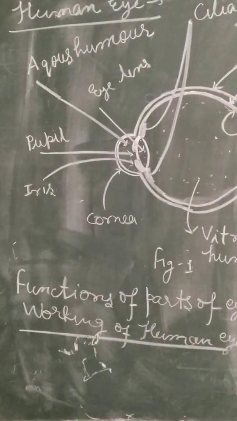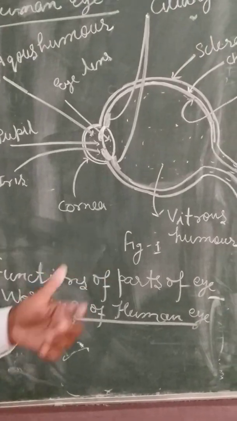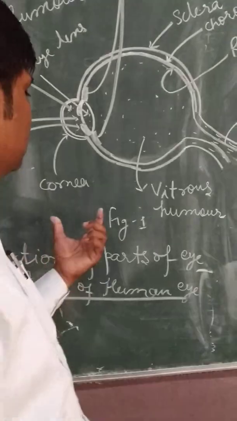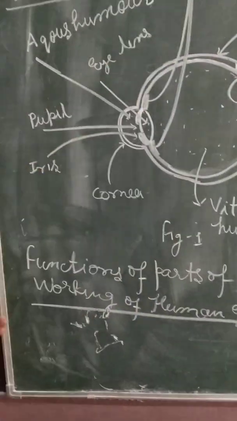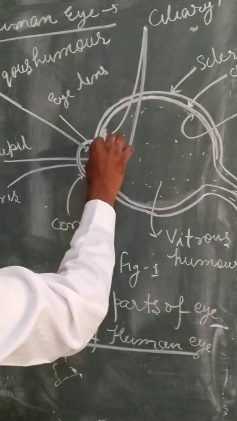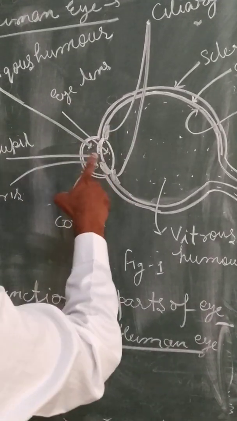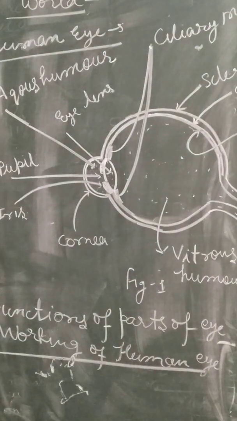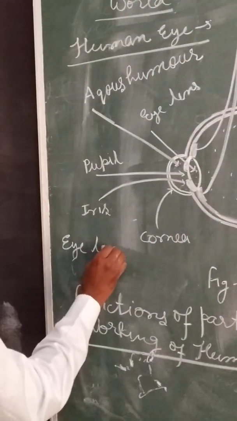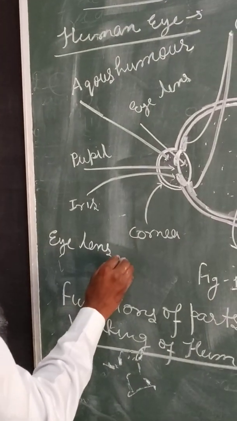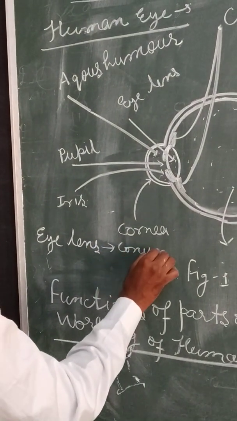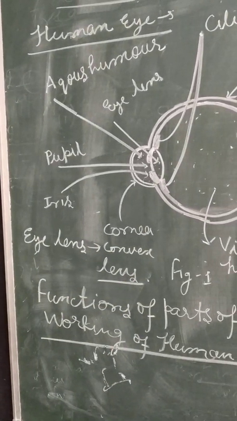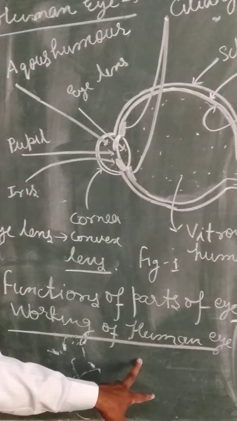So we discuss the function of the parts of the human eye. First, the characteristic of the eye lens. The eye lens is a convex lens by nature. Then we discuss the working of the human eye.